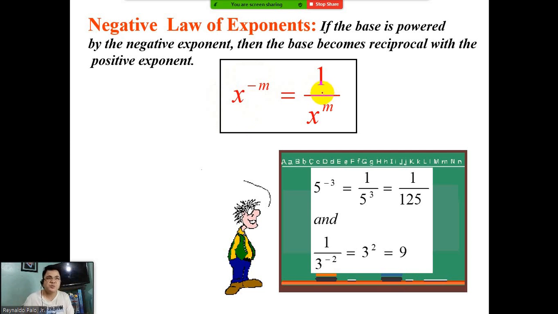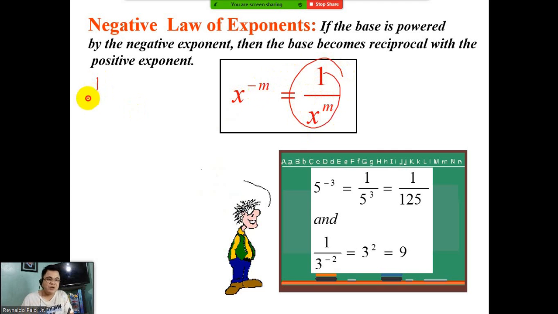When you say reciprocal, you are actually moving the numerator to the denominator, and then the denominator to the numerator. That is what we call the process of reciprocating. In this case, if you're going to get the reciprocal of x raised to the power of negative m, it is now 1 over x raised to the power of m. So this is now the simplified form.